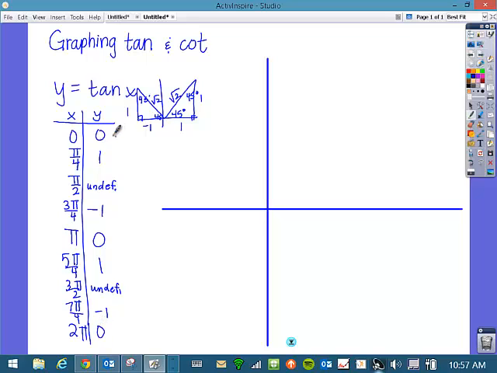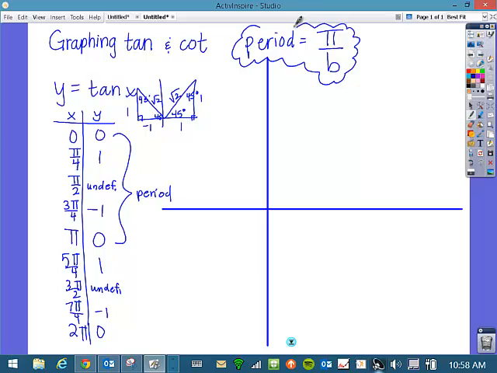The cycle repeats itself. So this is a period. From 0 to pi is a period. So to find your period for tangent and cotangent, you're going to do pi over b, not 2 pi over b like we do to find the period of sine, cosine, cosecant, and secant. b is that number right in front of your x. So on our parent function, tangent of x, b is just 1. All right, so let's go graph this.